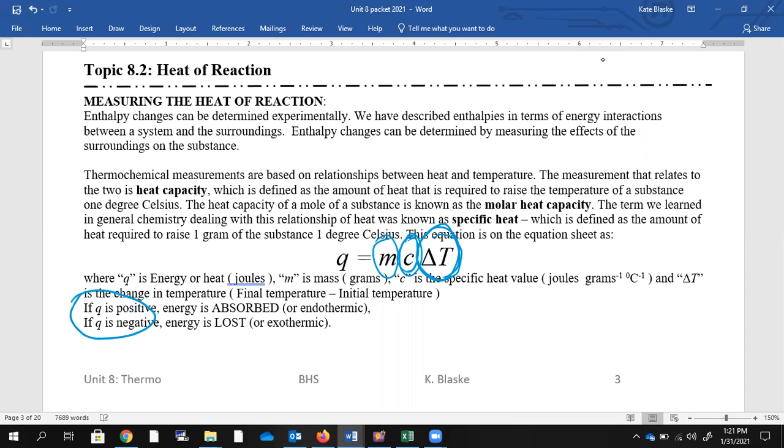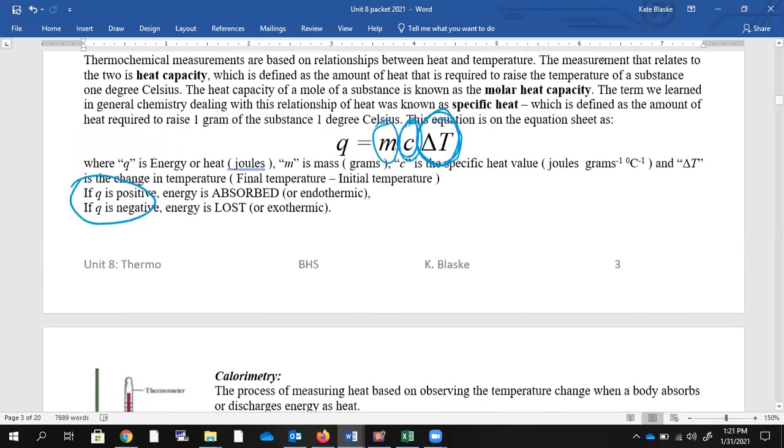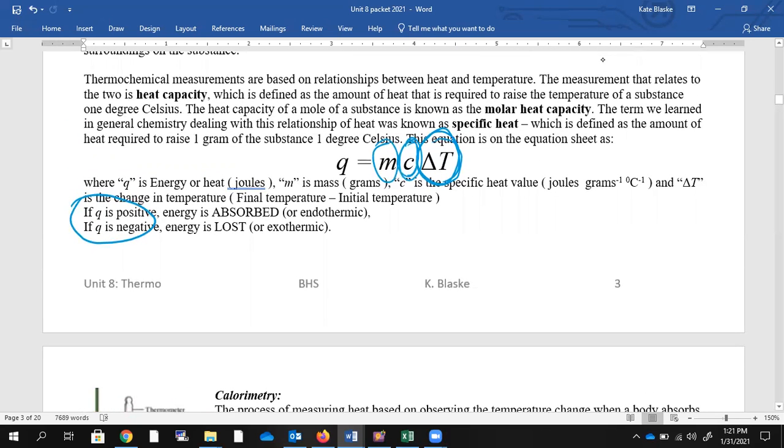Just like any other form of energy we're talking about, we have signs, positive and negative. If Q is positive, energy is absorbed by that substance, or it's endothermic. If Q is negative, then that substance is releasing energy, or it is exothermic. So this is pretty much just a plug and chug calculation. We can measure this heat by measuring the change in temperature. So notice that we are using temperature to calculate a change in heat.